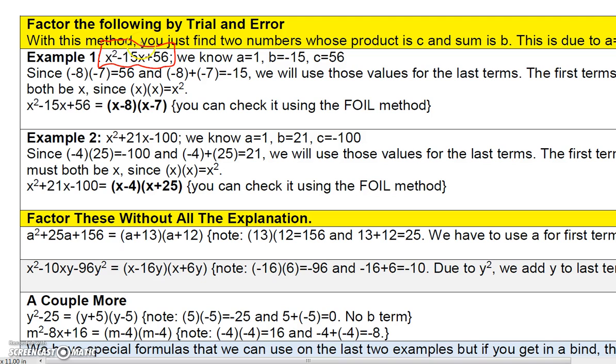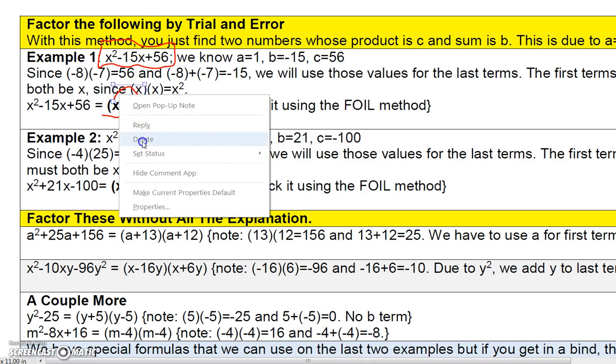Now, what I want you to do, I want you to think in terms of the FOIL method, but I want you to think backwards. I want you to think we need two binomials. We need two binomials here. And if you think in terms of the FOIL method, since the first term of this trinomial is x squared, the only possible factors of x squared are x and x, or 1x and 1x. So notice that the first terms of my binomials here are going to be x.